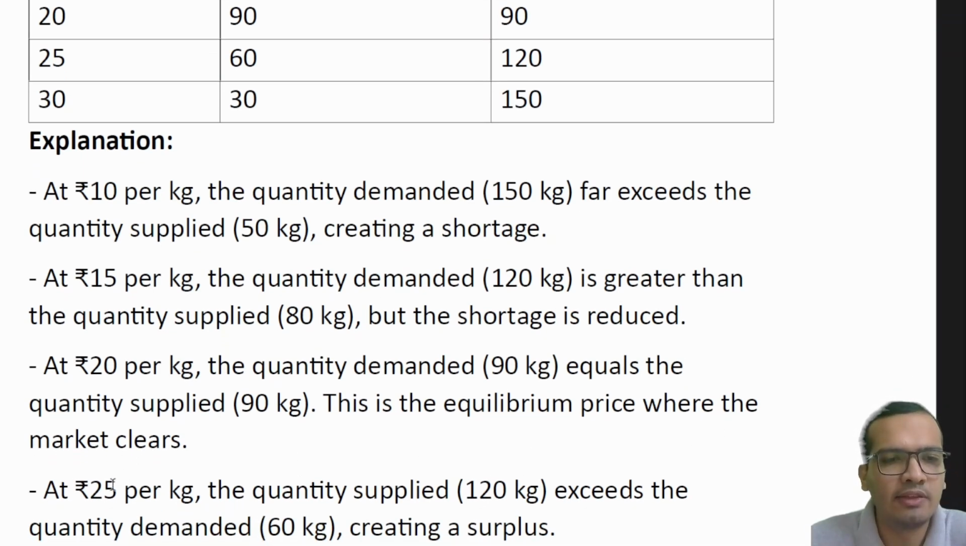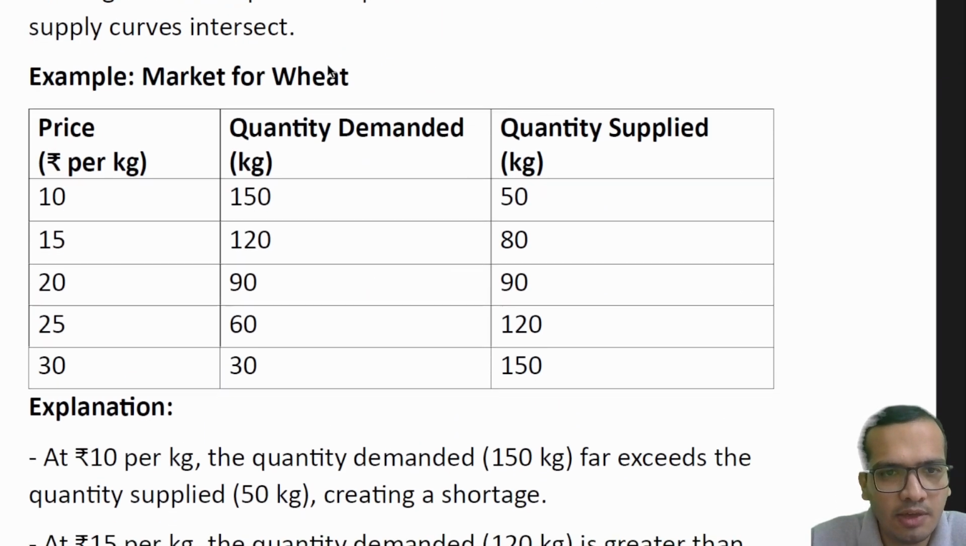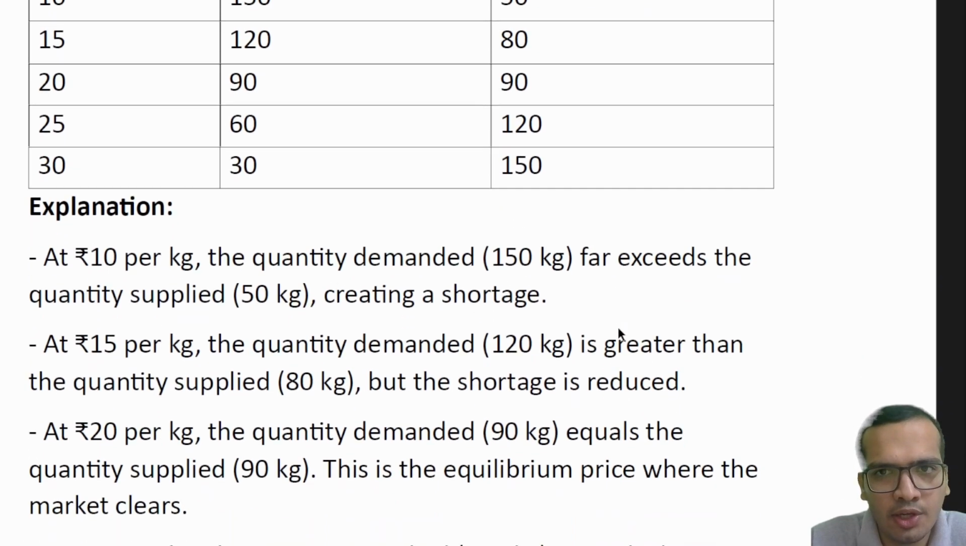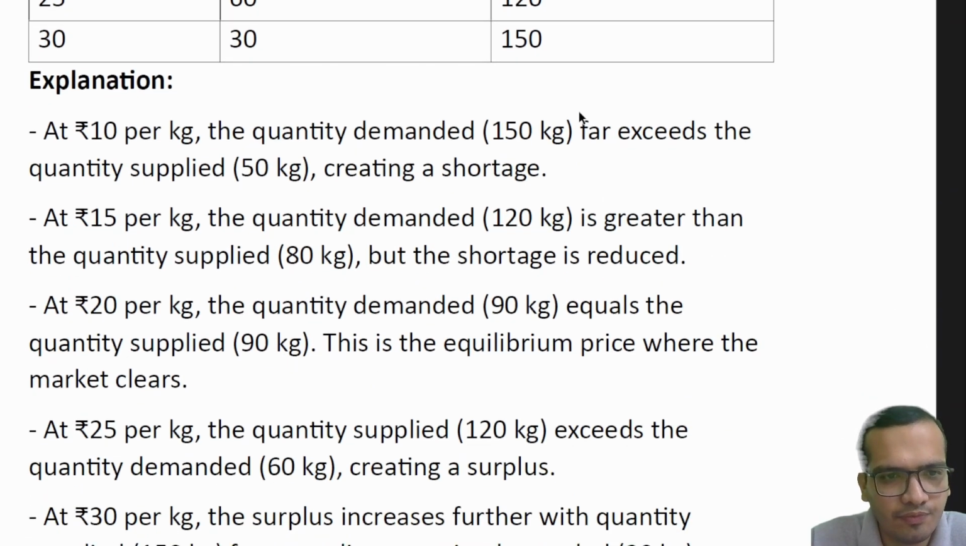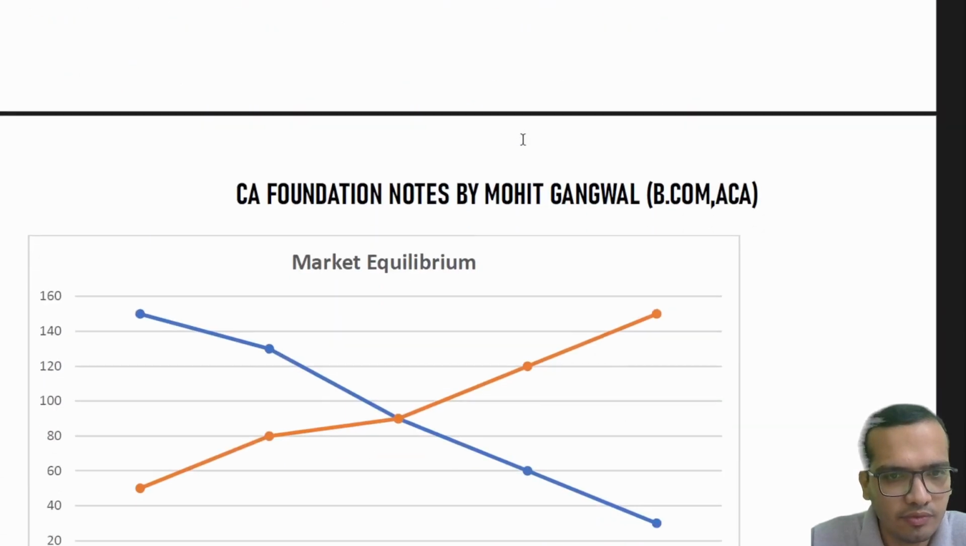Now at the price of rupees 25 per kg, the quantity supplied 120 exceeds the quantity demanded, creating a surplus. So in the fourth case there will be a surplus because the quantity demanded is only 60, but we have a quantity supplied of 120. And lastly, at rupees 30 per kg, the surplus further increases, with the quantity supplied 150 kg far exceeding the quantity demanded of 30. So it is almost 5 times. So there will be a huge surplus.